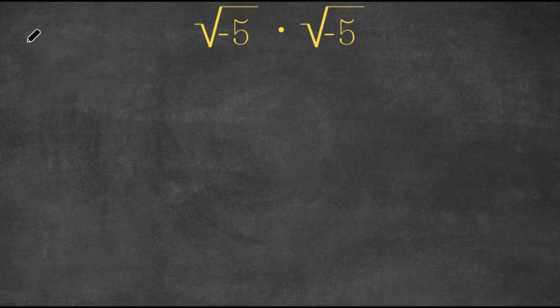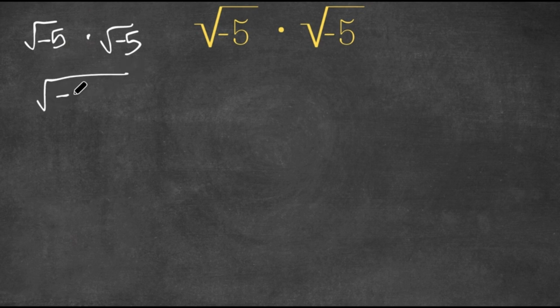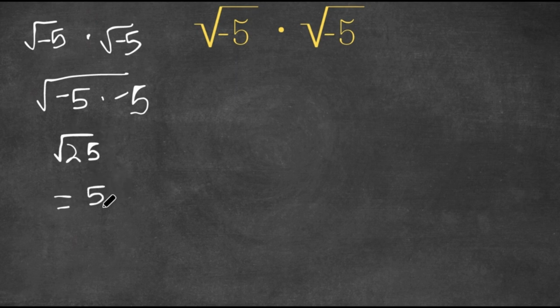So what many people do is they see the square root of negative 5 times the square root of negative 5, and then they simply multiply negative 5 with negative 5 in the radical. So they go the square root of negative 5 times negative 5, and negative 5 times negative 5 is 25. So this would be the square root of 25, which is equal to 5. So many people think that 5 is the right answer. However, this is wrong.